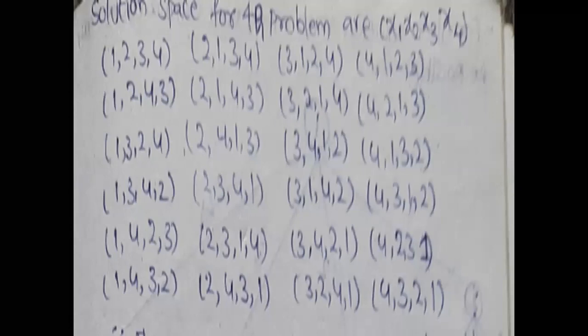These are not all solutions, this is the solution space. In the solution space, you search for the answer node, that is the answer tuple. So these are all possible solutions. For example, suppose in the four by four queen problem, 1, 2, 3, 4 means the following.